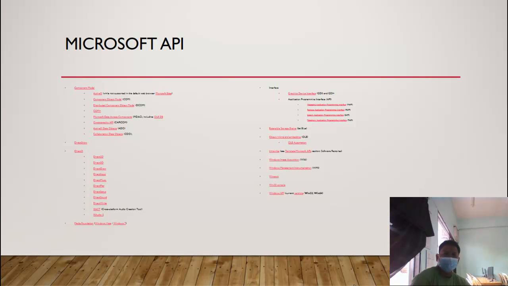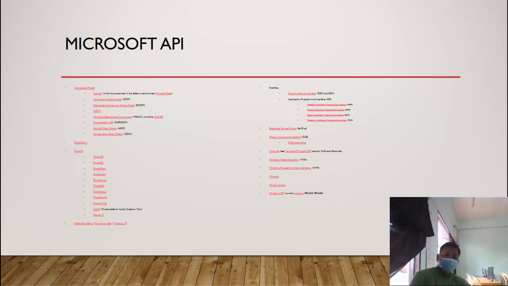Microsoft API. Component model. ActiveX, while not supported in the default web browser Microsoft Edge. Component Object Model, COM. Distributed Component Object Model, DCOM. COM+. Microsoft Data Access Components, MDAC, including OLEDB. Cryptographic API, CAPICOM. ActiveX Data Objects, ADO. Collaboration Data Objects, CDO.